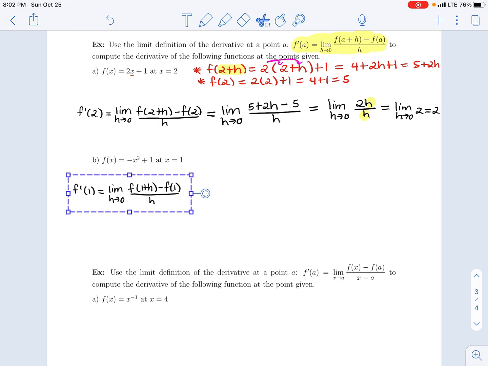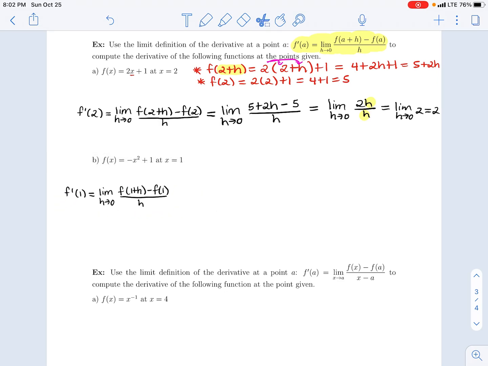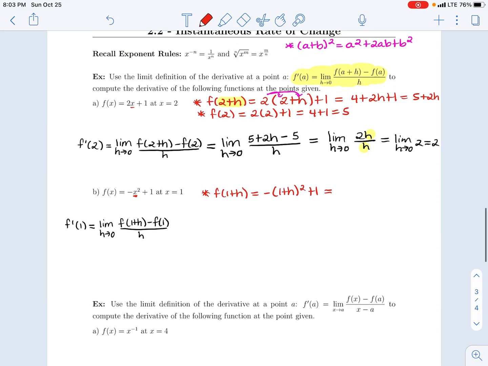Okay, and so now I just want to, like I did last time, figure out what f of 1 plus h is and what f of 1 is. So I have that f of 1 plus h is equal to negative (1 plus h) squared plus 1. Alright, so wherever I saw an x, I plugged in the whole quantity 1 plus h, and just make sure you use parentheses. And so now at this stage you might be like, okay, what is (1 plus h) squared?